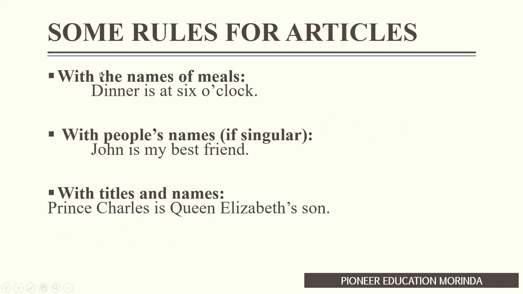Next, with the names of meals, we do not use any articles. Dinner is at 6 o'clock. With people's names, if singular, especially proper nouns, because these are proper nouns, we do not use any articles. John is my best friend. With titles and names, Prince Charles is Queen Elizabeth's son. We don't use any articles here.